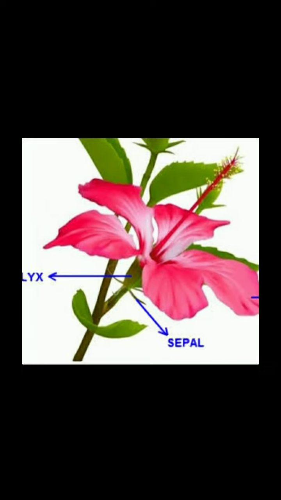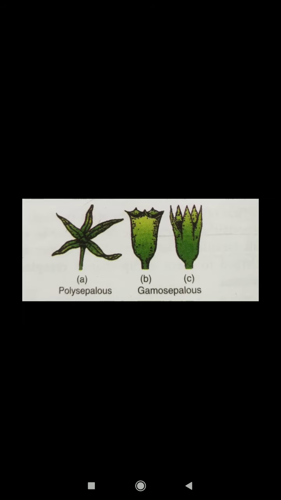Then coming now, some of the main functions of the calyx: under calyx, the category such as sepal comes. Sepals protect the young flower bud, and when green they also perform photosynthesis. Here the sepals are green structures, so they may also perform photosynthesis, and here also they are green, so they may also perform photosynthesis.